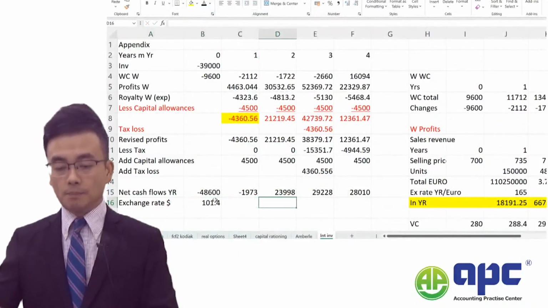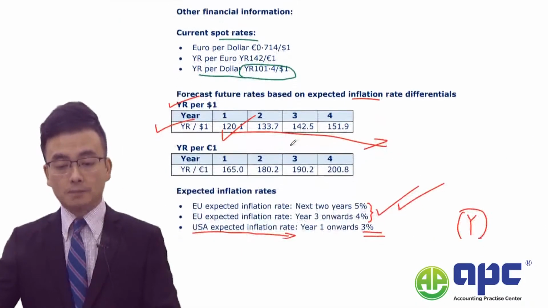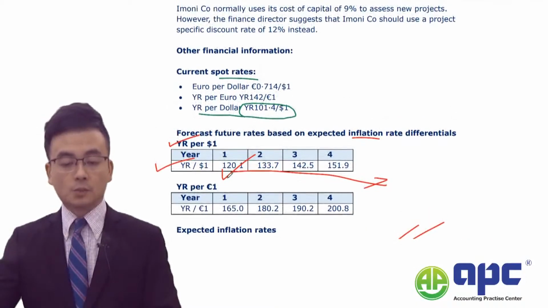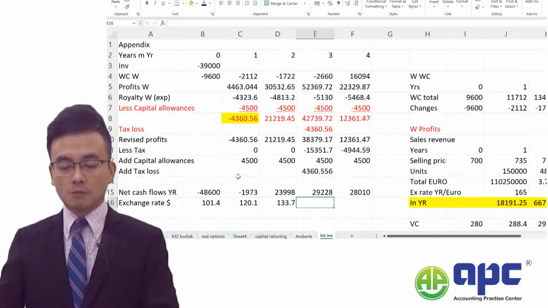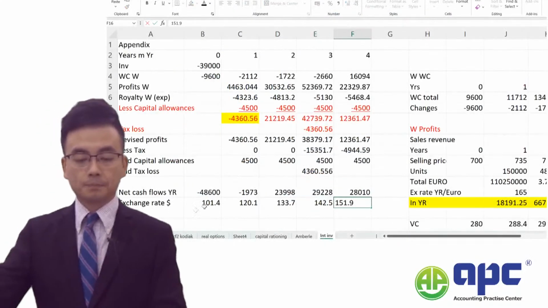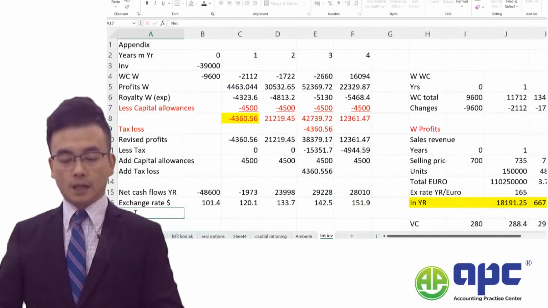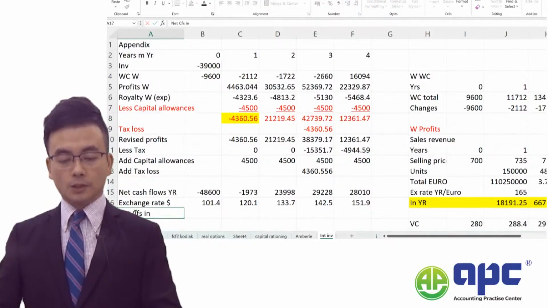How about in year one? That is 120.1, and then 133.7, 142.5, and 151.9. So net cash flows in dollars.